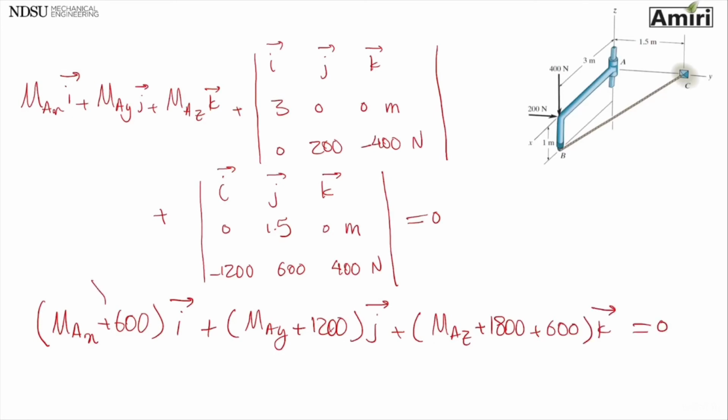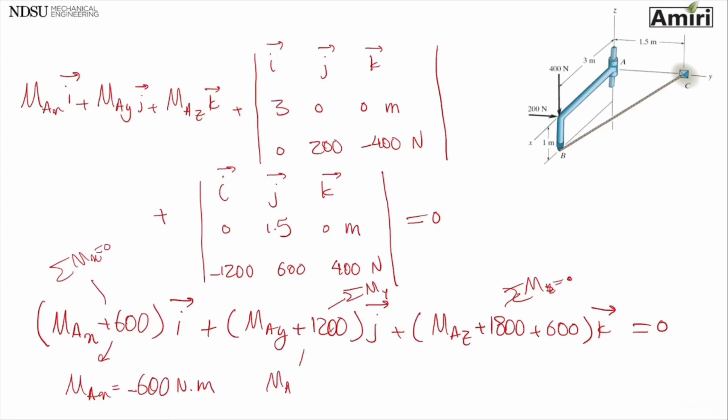So look, summation of moment about x-axis, summation of moment about y-axis, summation of moment about z-axis equals 0. Simple enough. So that means this should be 0. So MAX is minus 600 newton meters. MAY is minus 1200 newton meters. And MAZ equals minus 2400 newton meters. So this is just to show you a different way of solving it.